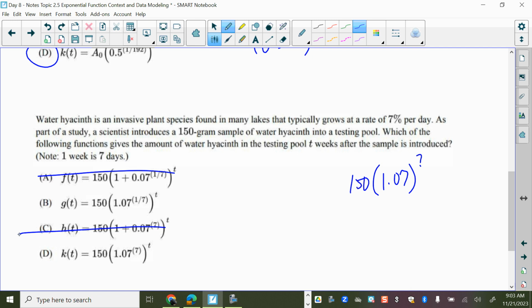All right, which of the following functions gives the amount of water hyacinth in the testing pool T weeks after the sample is introduced? So this is the growth rate for a day, for 1 day. So this is a day, and 150. What would you have to do to that growth rate? Let's put T up here. If this is 1 day, how would I turn it into a week? So multiply by 7, because this has to happen 7 times before it's a week, right? So we're basically doing it to the 7 again. And which answer is it again? Letter D. So I'm not going to make it letter D when you take the test.